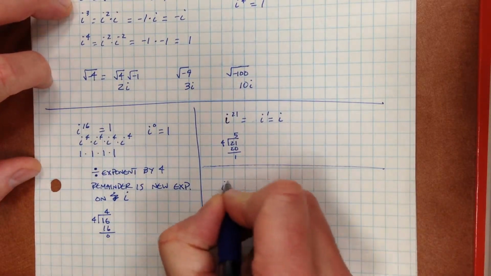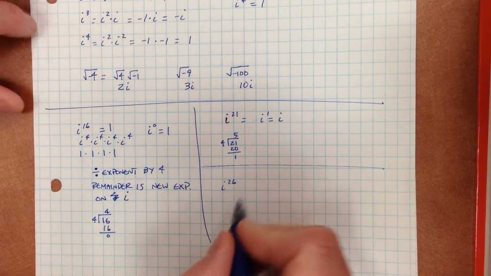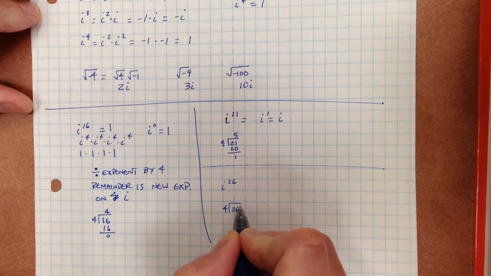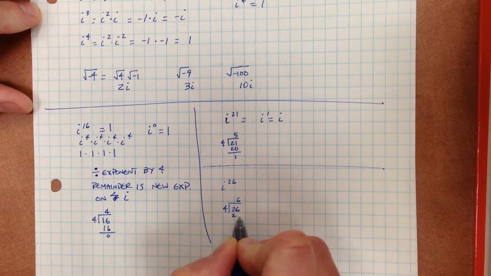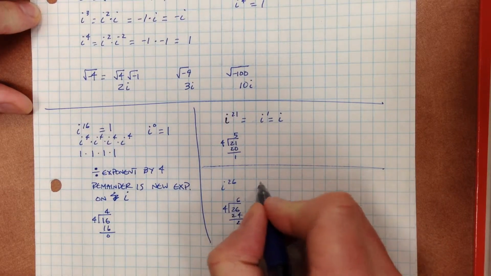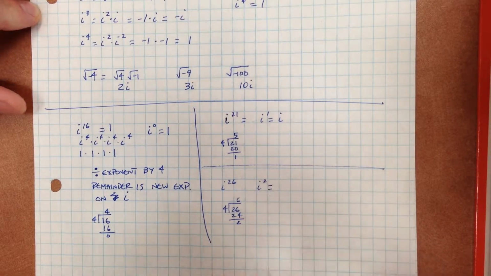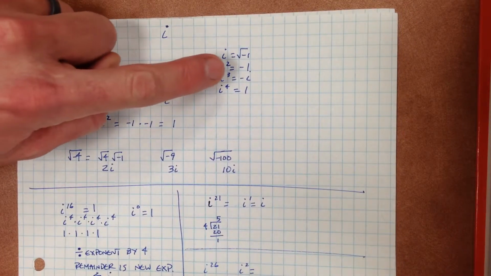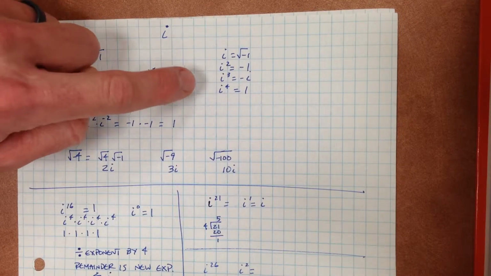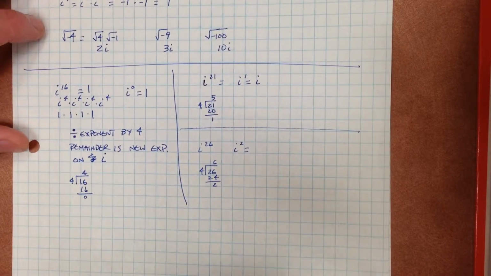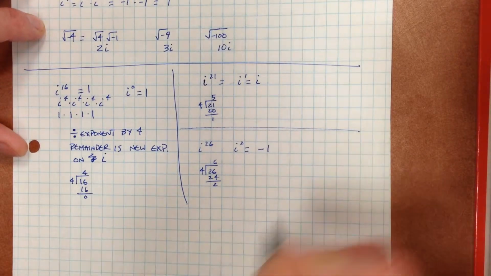i to the 26th. So we take 26, my exponent, we divide it by 4. So 4 goes in there 6 times, 24, with a remainder of 2 this time. So 2 is your new exponent on i squared. And what is i squared? Well, going back to my little cheat sheet up here, i squared is -1. I will be referencing my cheat sheet up here. Make sure you know that, because I'm not going to be sliding up every time. So i squared is -1. So this actually ends up being -1.